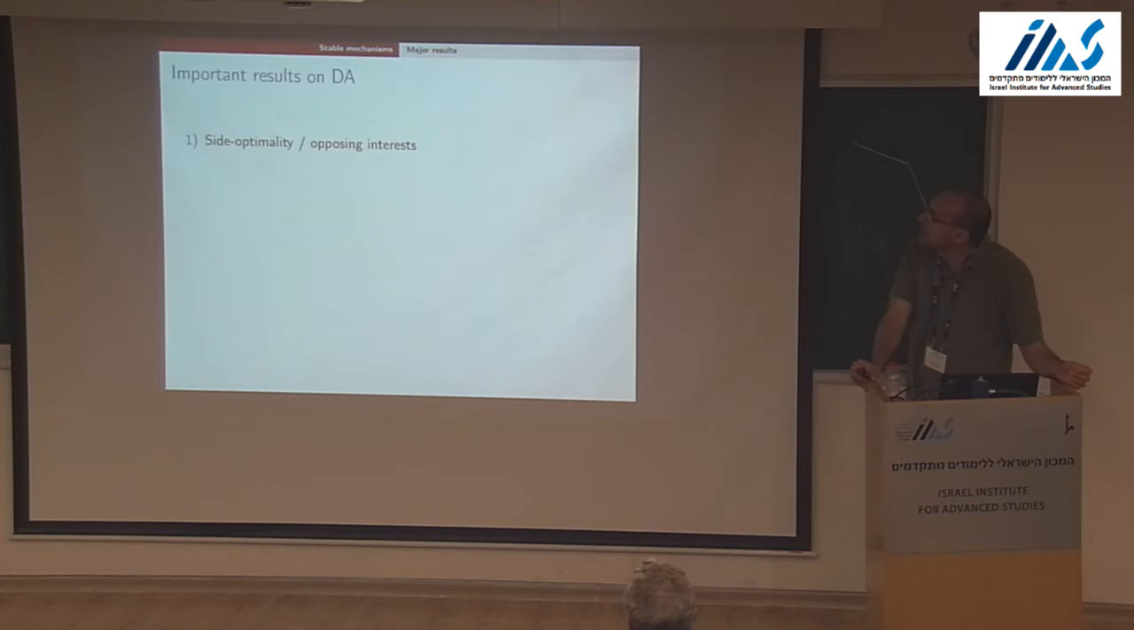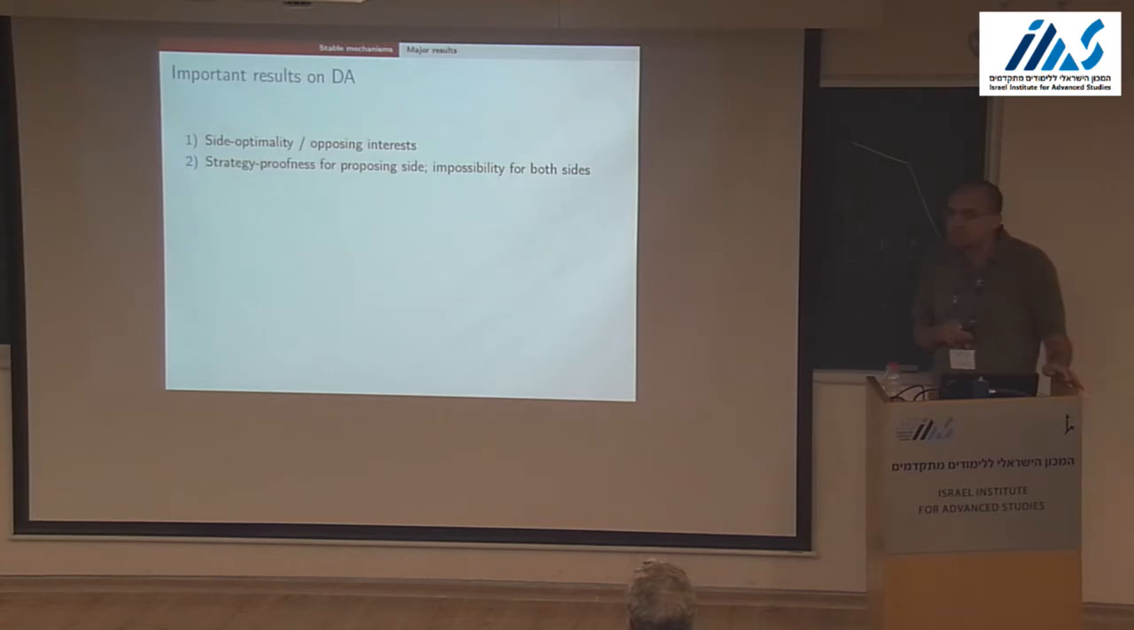Now, opposing interest refers to this idea that what's good for one side of the market is bad for the other side of the market. So the student optimal stable matching is actually the least preferred stable matching for schools. And vice versa, if we had the version of this algorithm where schools propose to students, we would have the school optimal stable matching, and that is the worst stable matching for students. That's a consistent theme that we see throughout the literature on two-sided matching markets, that there is a lot of consensus on the same side as to what's good for that side, and a lot of conflict across the two sides of the market.